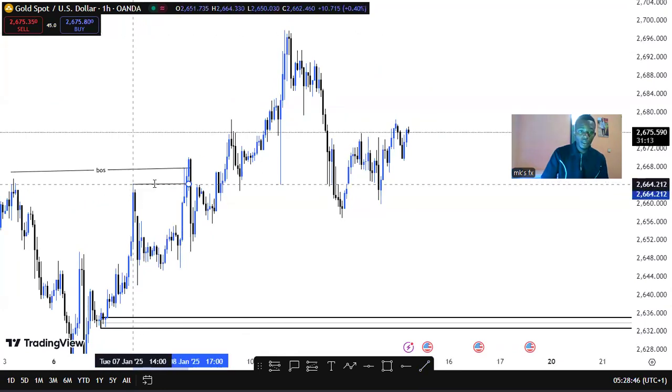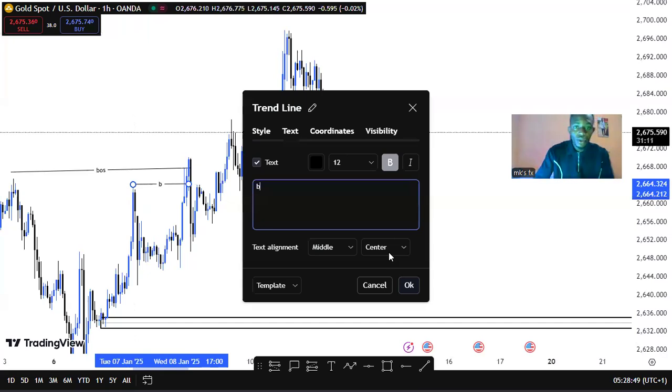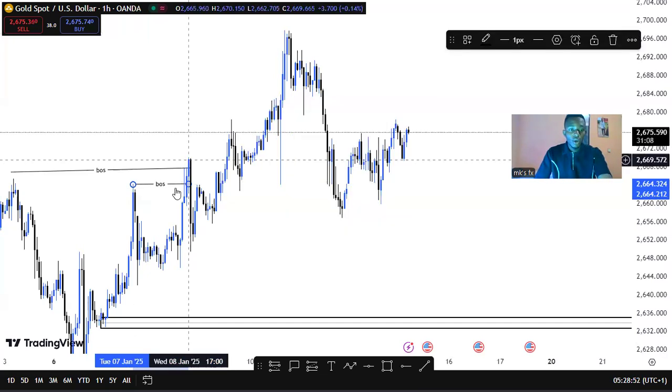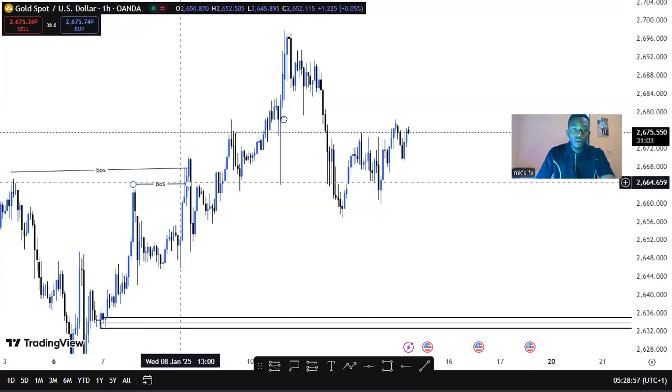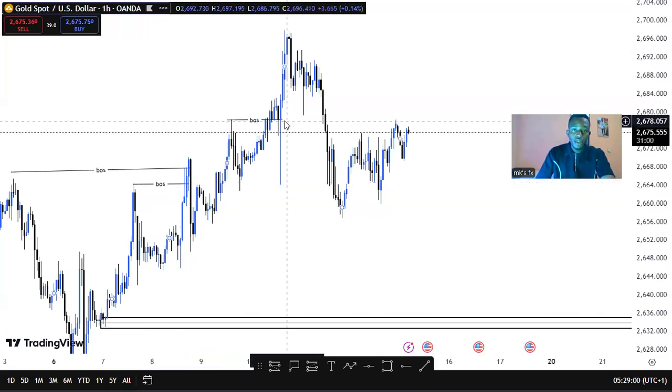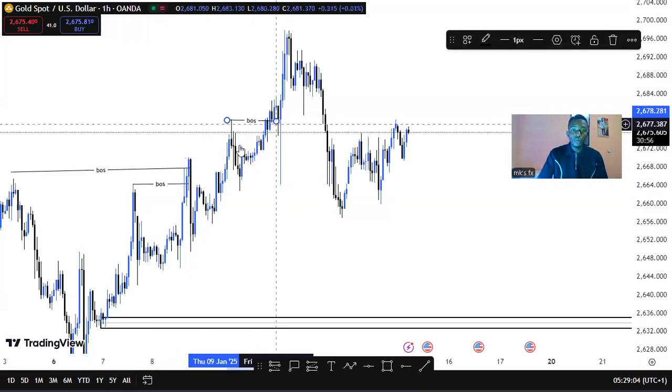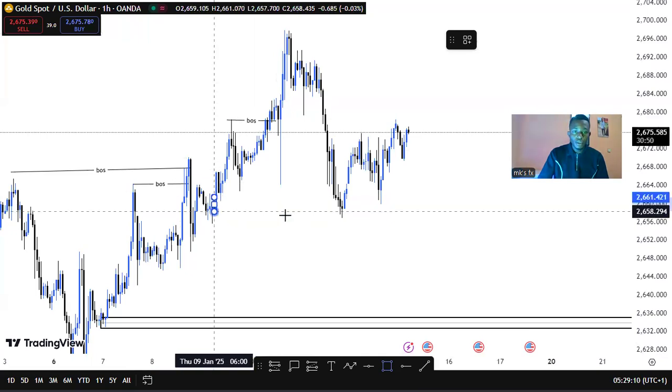You can see that we have a break of structure here. Let me label it. You can see that we have a break of structure over there. We have another break of structure over here. We have another break of structure over here to the upside. So the recent break of structure was here. This was the origin here.